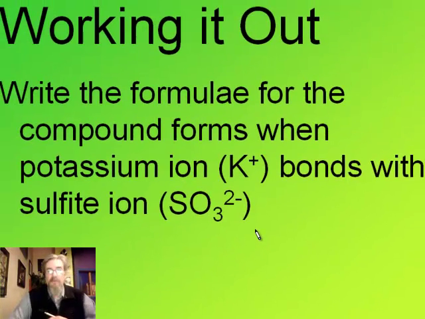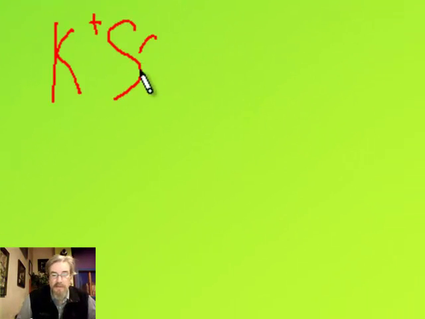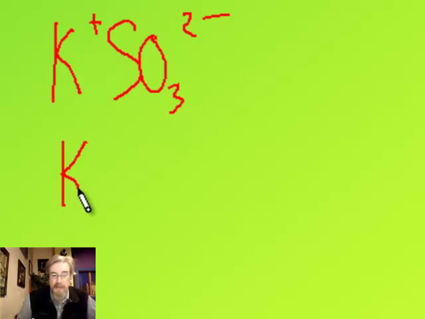Try this one. Write a formula for a compound that forms when potassium ion bonds with sulfite, SO3 2-. Here's your answer. Potassium's 1+, SO3 is 2-. When I charge swap, K gets the 2, SO3 gets nothing.